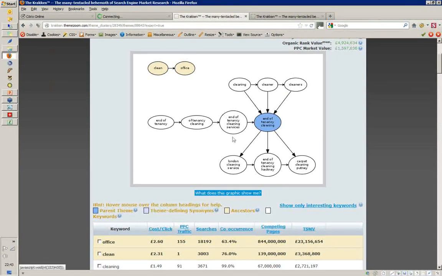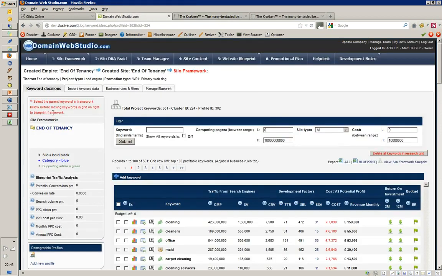Now, this bubble chart here basically defines how the market's segmented, okay? So the bubbles on the top are greater than, if you hover over this, you'll see it says 67 million pages for competing, okay? This is a parent of end of tenancy. This is a keyword we're looking at. And there's our top level keyword. At the top of the tree, I've got end of tenancy.